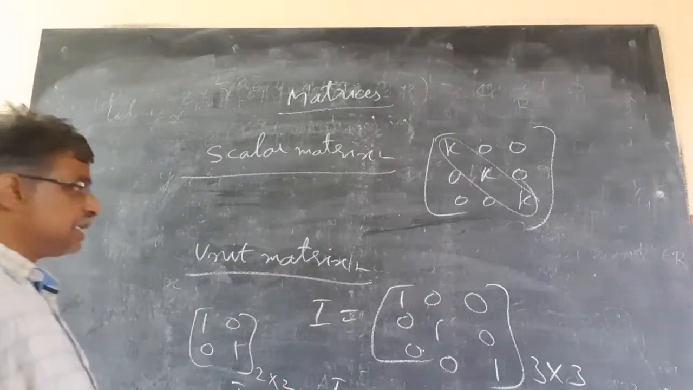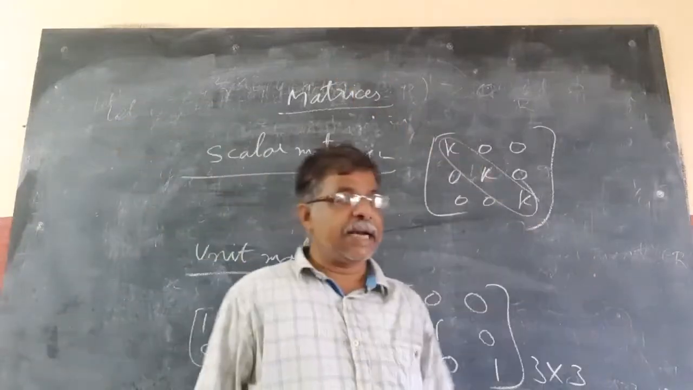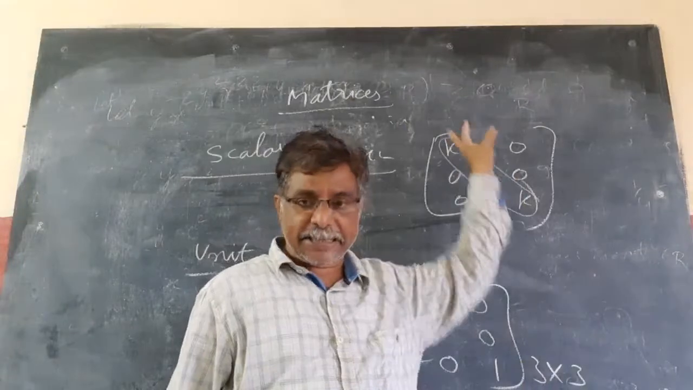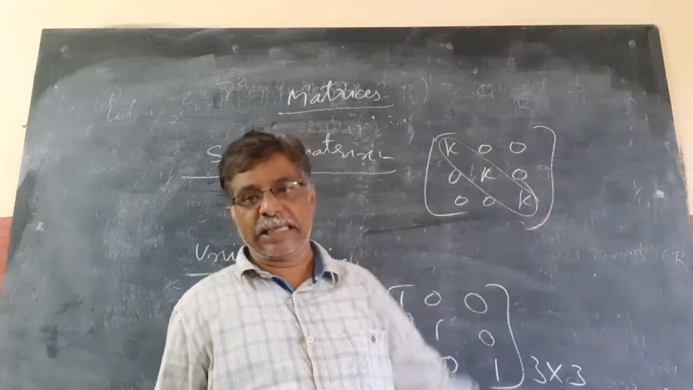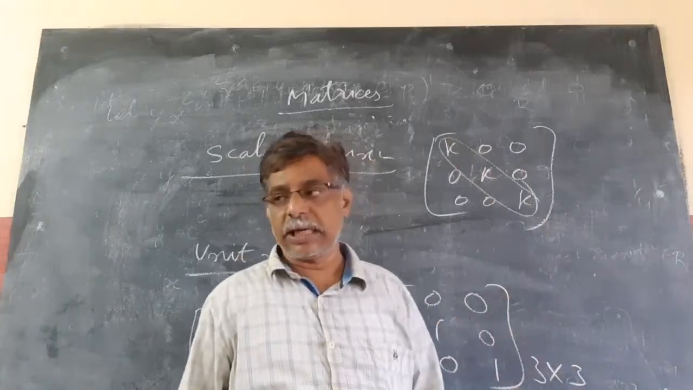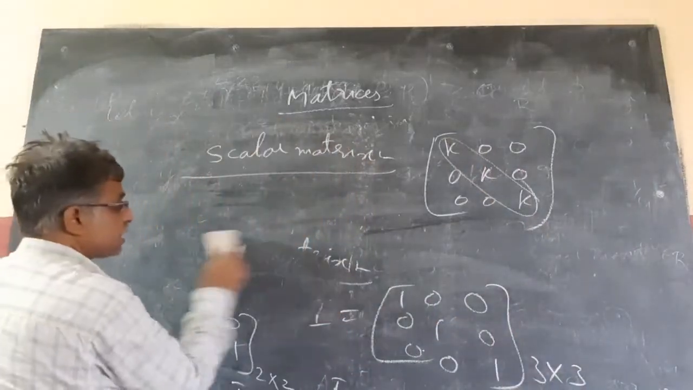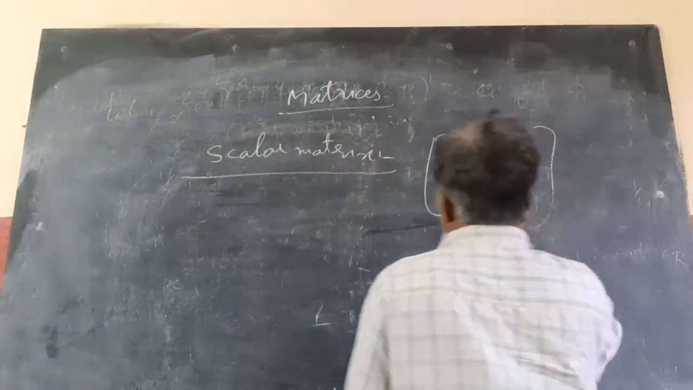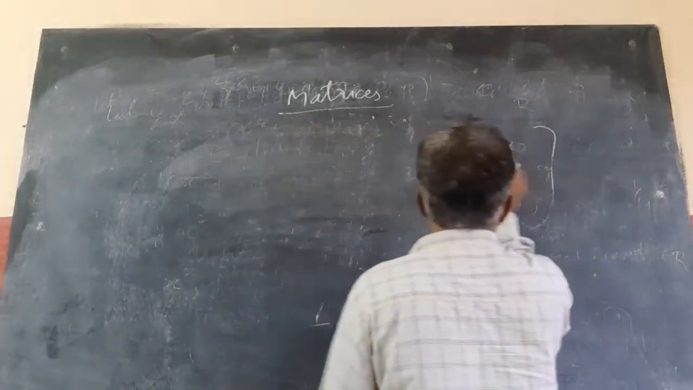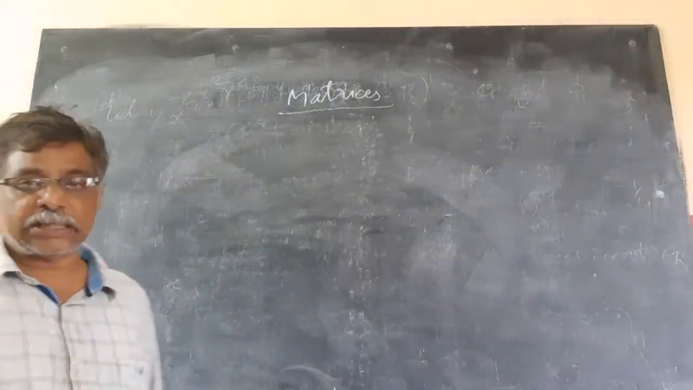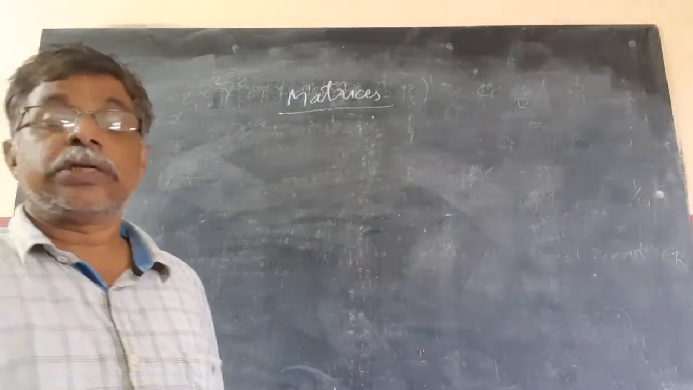An identity matrix is a scalar matrix where all the principal diagonal elements are equal to 1. In a scalar matrix it need not be 1, it can be any value but the same: all 2's, all 3's, or 4's like that. But here only 1, so that is called a unit matrix. Next. All these types of matrices we already discussed, unit matrix and all.